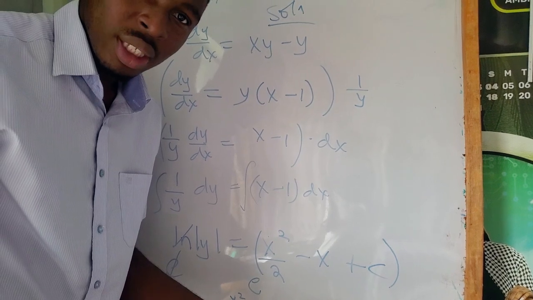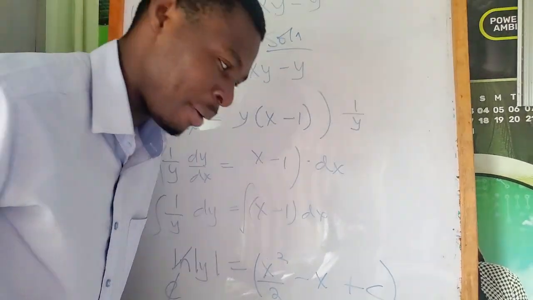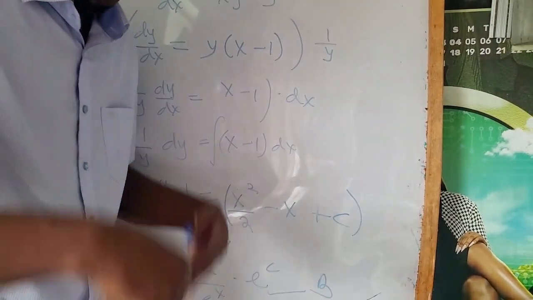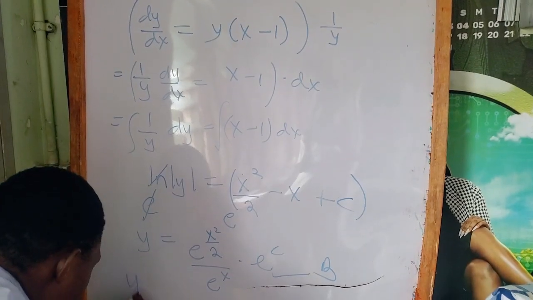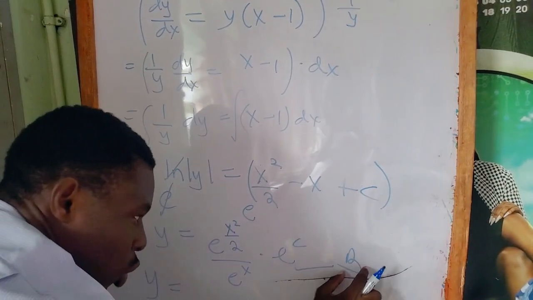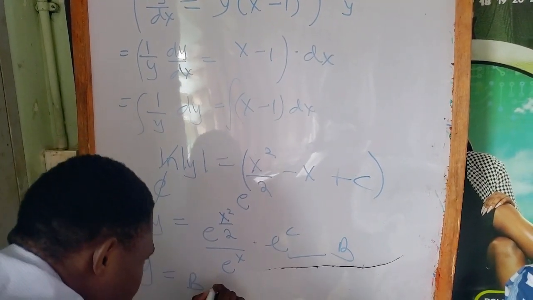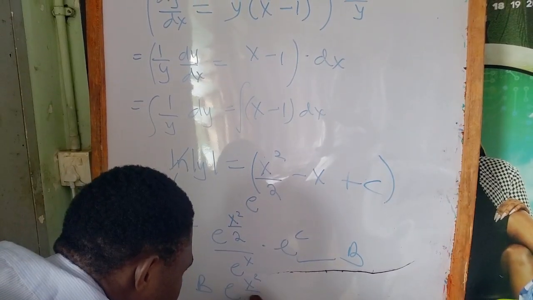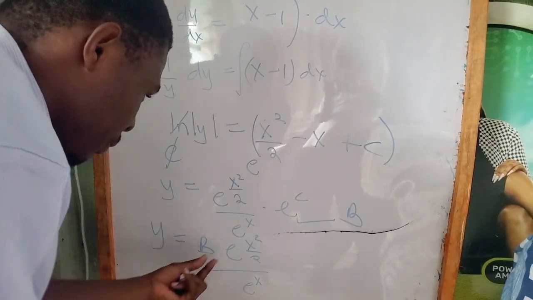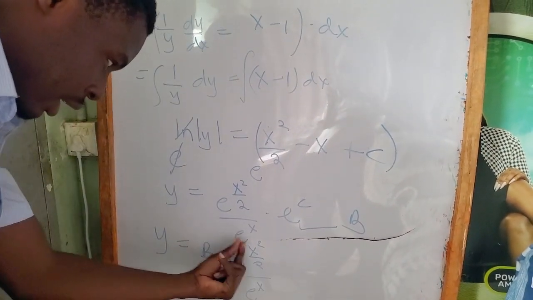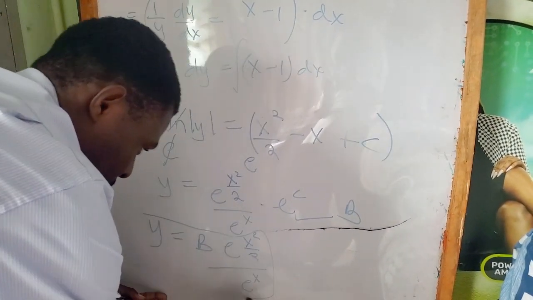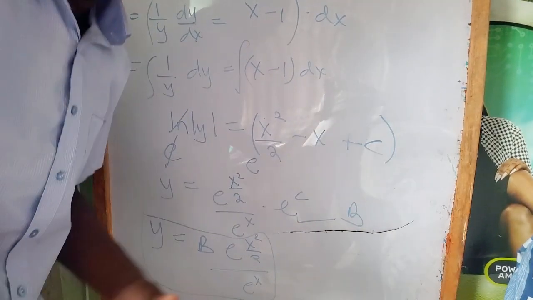We can replace that with b. Let's say b this time, where b is also a constant. So y is equal to, now e to the c is multiplying this, but e to the c is equal to b. So this is b times e to the x squared divided by 2 all over e to the x. Okay, looks like we're having some clashing here, but this is our answer to this ODE.